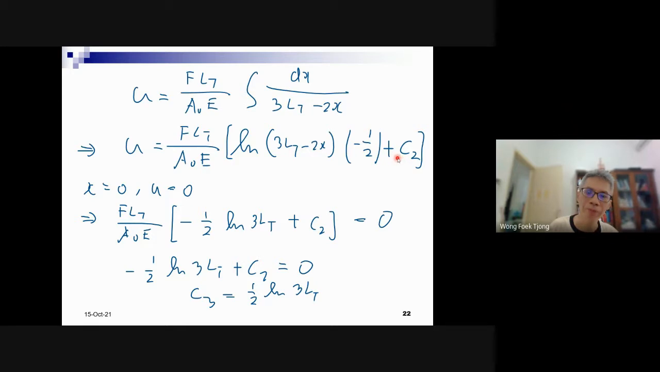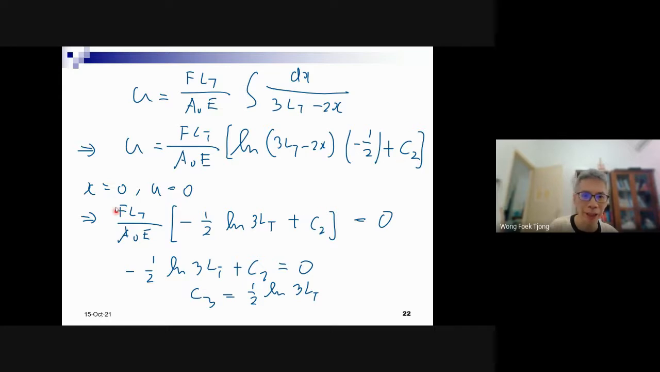Is it clear? So the integral of this is the natural log plus another constant. This is still an unknown constant. How do we get this constant? We apply another boundary condition.